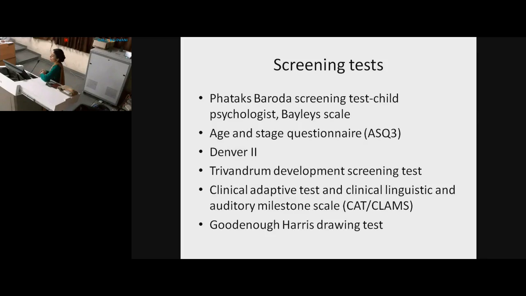So you have the Phatak's Baroda test. This is based on the Bayley scale of infant development. By and large, in all the Western literature, the Bayley scale of infant development is supposed to be the best diagnostic test. If you look at the Western studies, they are based on the Ages and Stages Questionnaire, which is a questionnaire given to the parents. It's about 25 to 30 questions, and the parents have to answer it. Then there is the Denver II developmental screening test, and the Trivandrum developmental screening test, which was developed in India. Then we have the DAP test.